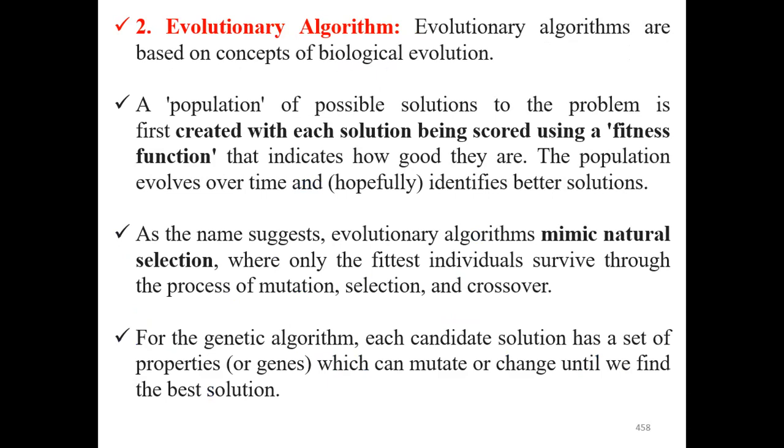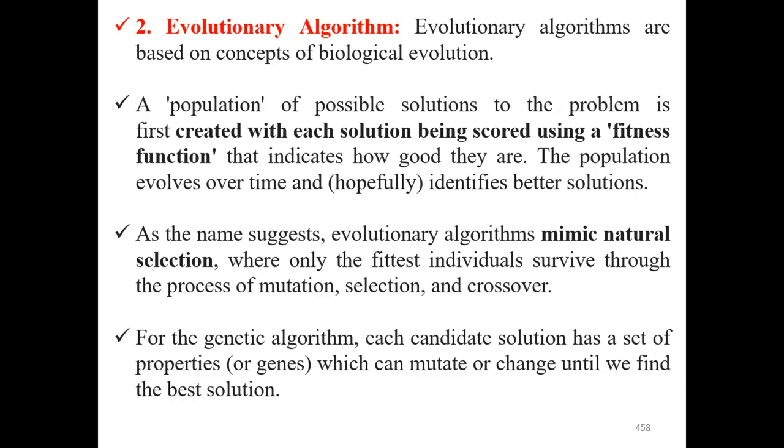Then the second one is the evolutionary algorithm. The evolutionary algorithm is based on the concepts of biological evolution, how a human being started with a monkey, and then, as evolution goes on, came as a man, came as a human being. A population of possible solutions to the problem is first created, with each solution being scored using a fitness function that indicates how good they are. The population evolves over time, and hopefully it identifies better solutions.